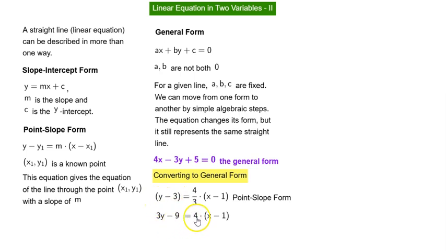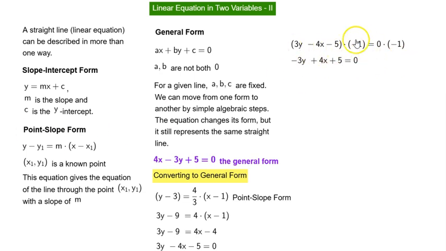So 3y minus 9 is equal to 4 times x minus 1. 3y minus 9 is equal to 4x minus 4. 3y minus 4x minus 9 plus 4 is minus 5 equal to 0. Now the x, we are going to bring it to the front, but that is negative. So it should be positive. Ideally, the first term should be positive. So let's multiply both sides by minus 1. We get minus 3y plus 4x plus 5 is equal to 0. Rearranging, we get 4x minus 3y plus 5 equal to 0, which was the general form.